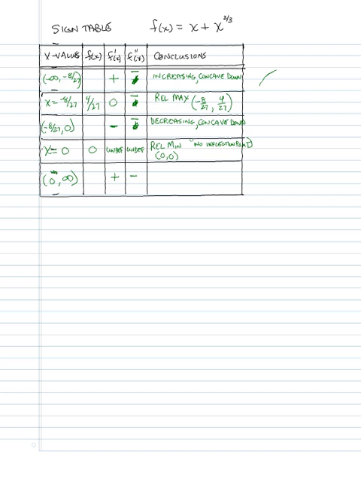Okay, and then we look at the very last row, and we see that we have a plus for the f prime, so that means we're increasing. Okay, and we have a minus for the second derivative, f double prime, and so that means we're concave down. So this sucker's concave down all of the time.